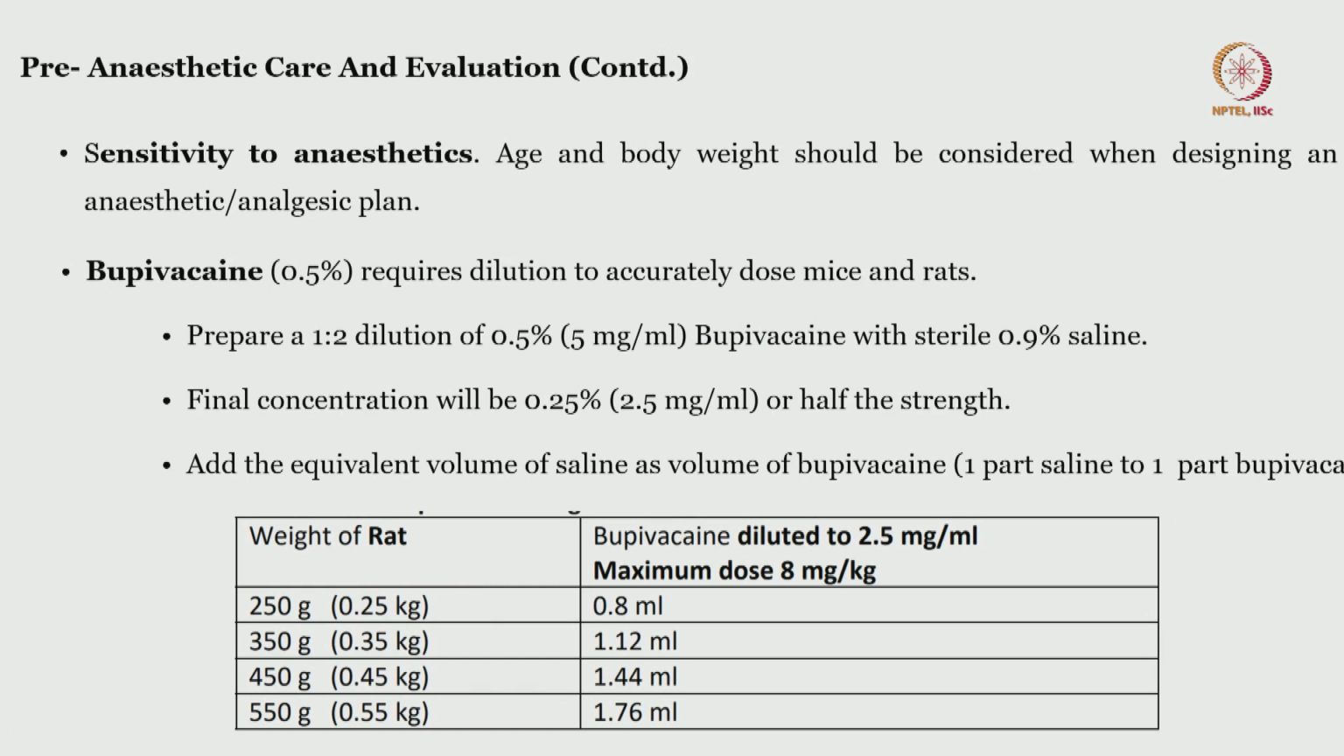Another factor that you need to consider is the sensitivity to various anesthetic agents. For that, age and body weight matter a lot, alright. That is the reason why you need to maintain all your rats at a particular age and body weight, so that you do not have to sit and calculate the various doses all the time, and the inter-subject variation is minimal.